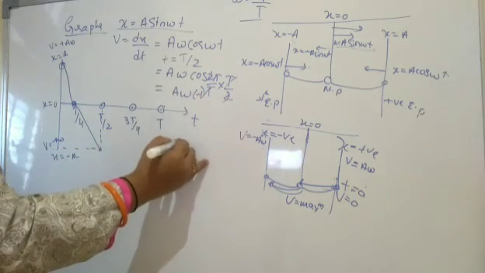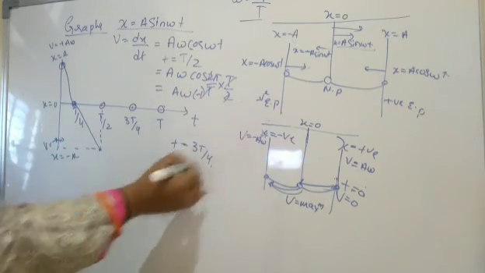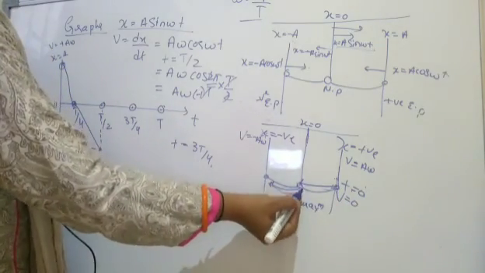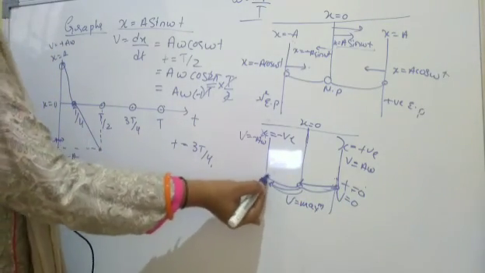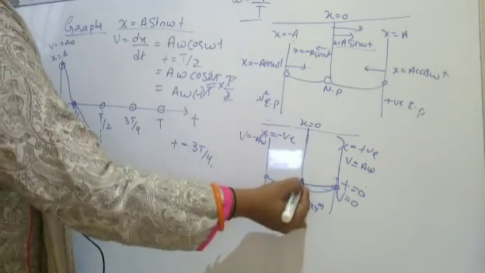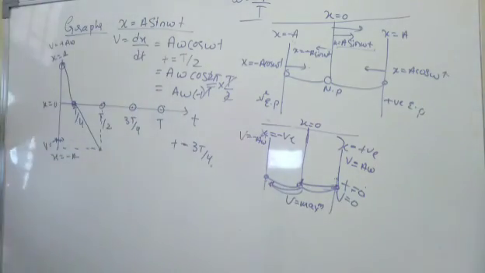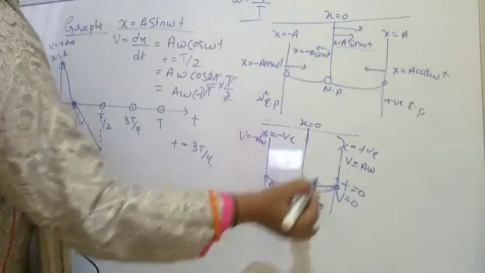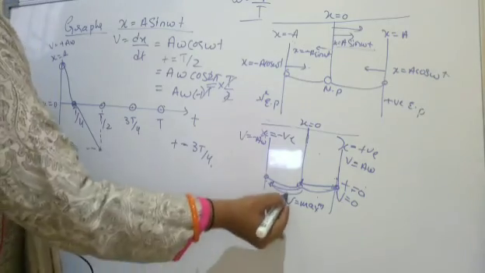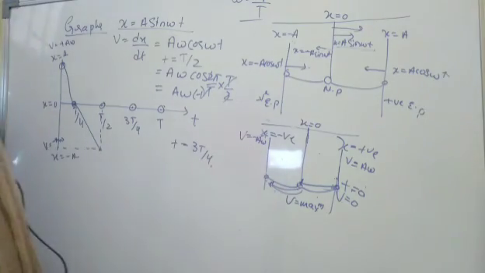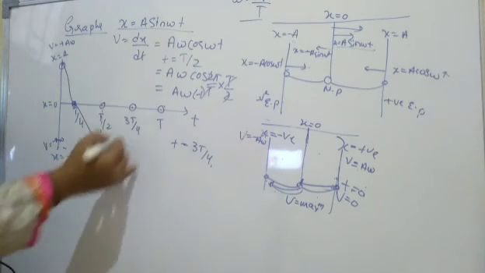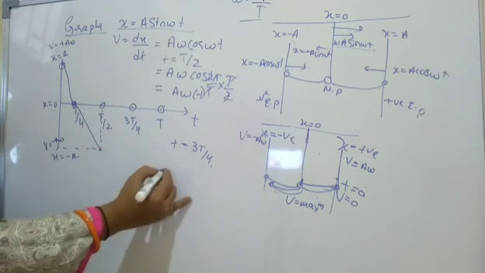Now put t equal to 3T by 4. Are you following? Extreme position to the mean, mean to extreme, extreme to mean. Like that, it has to complete one oscillation, and in that process this is how the graph goes. That's why we take T by 4, 2T by 4, 3T by 4, 4T by 4. I have explained the same thing; directly I have taken the position here.